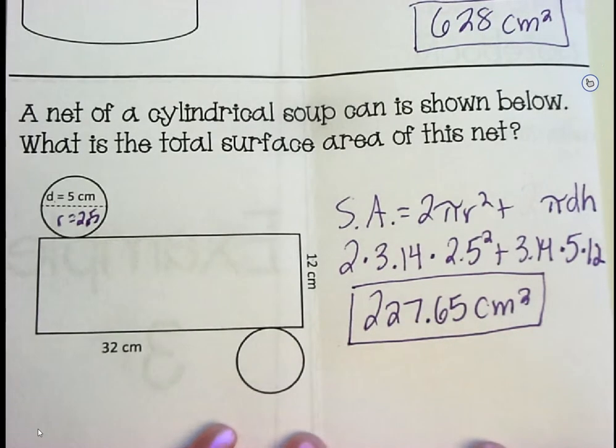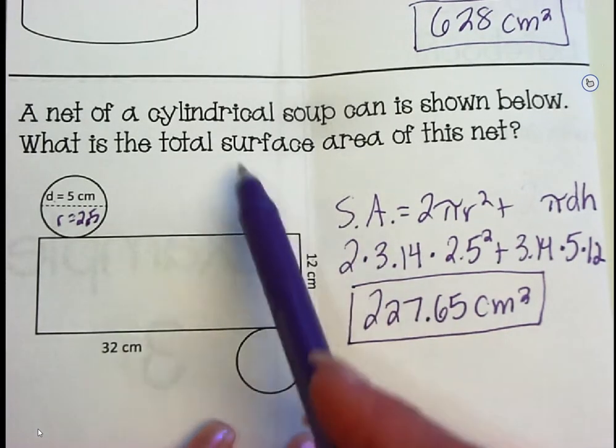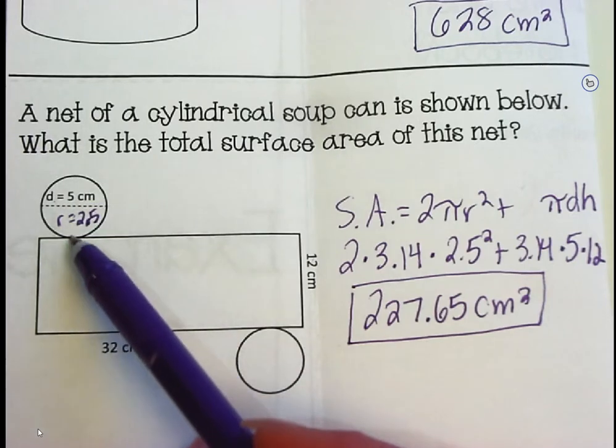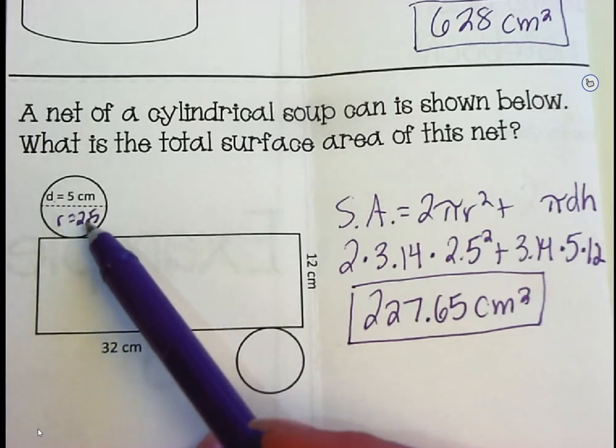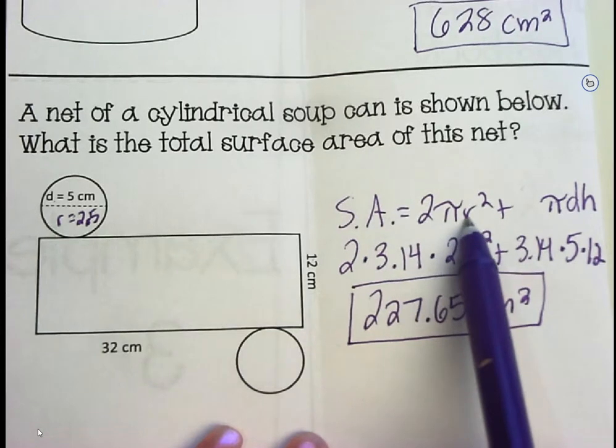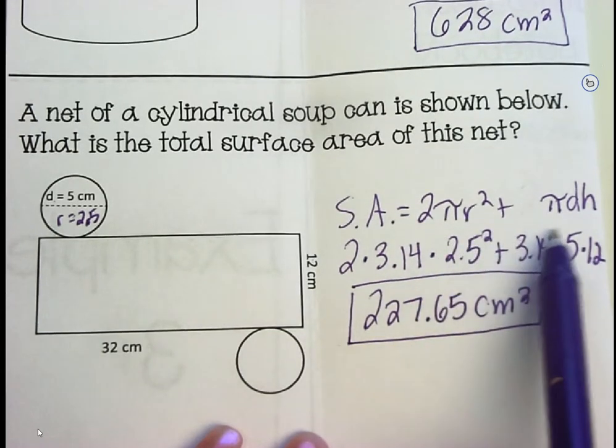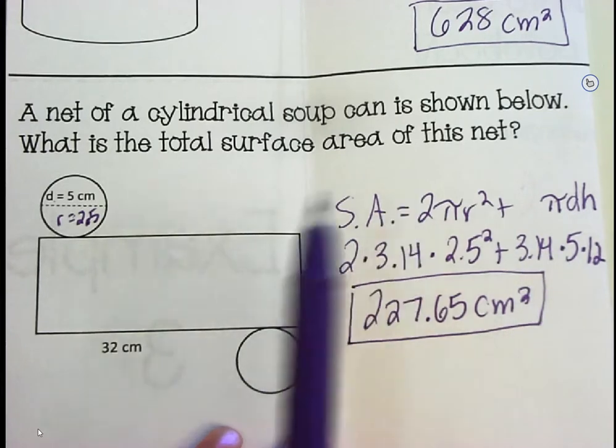Okay. So again, all I had to do here was make sure that I came up with the radius from the diameter so that I could plug in radius here, but then I used the diameter, I used 5 when I got to this part of the formula.